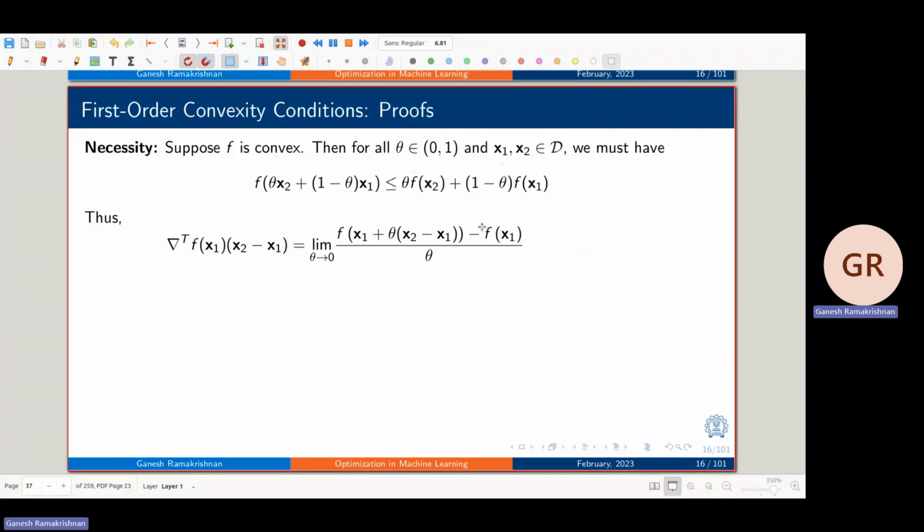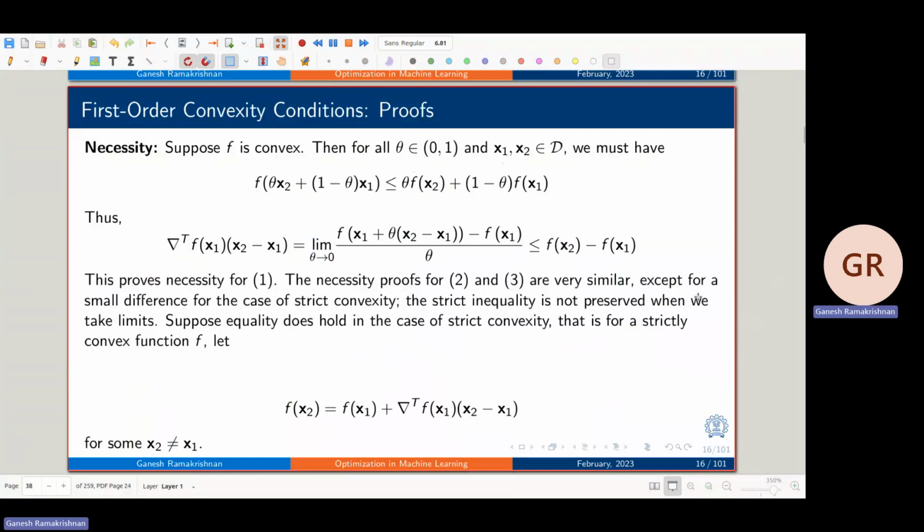Right, and this is what? The limit of this is f of x2 minus x1. That's it. Okay, so this inequality is a big key, right? We are basically saying that f of x2 is greater than or equal to f of x1 plus this dot product. I can bring x1 to the other side. So this is a necessity proof for convexity. For strong convexity it will also be similar.